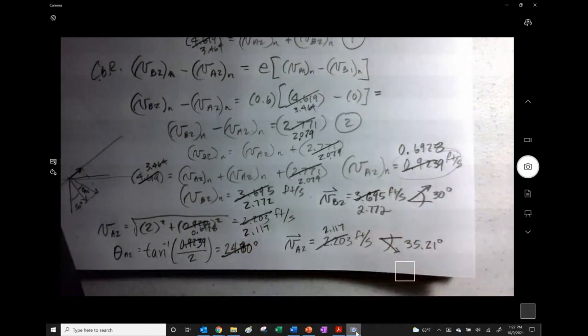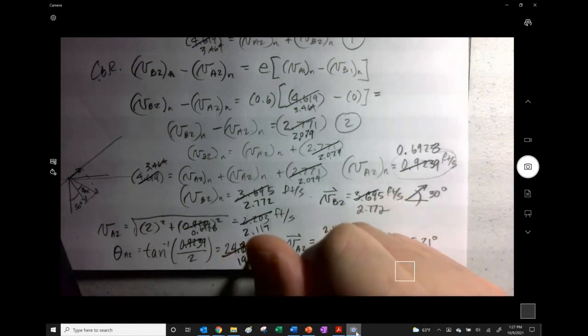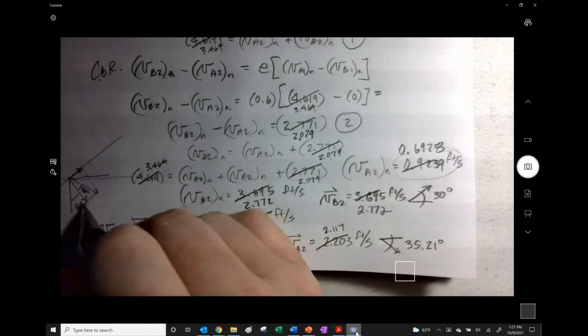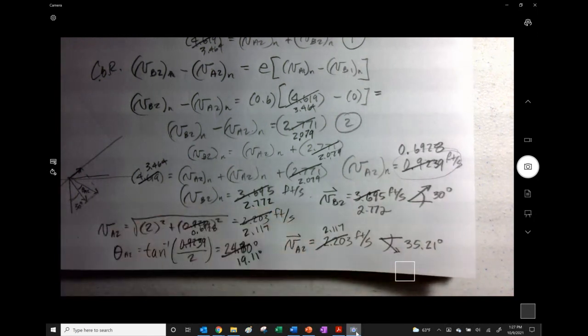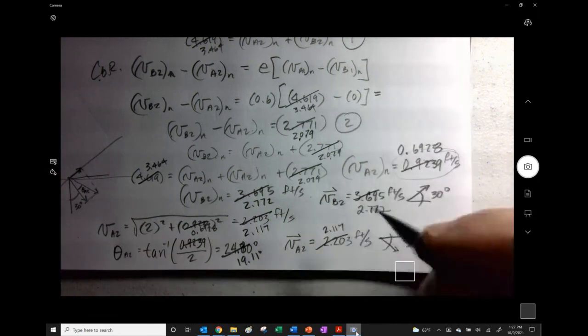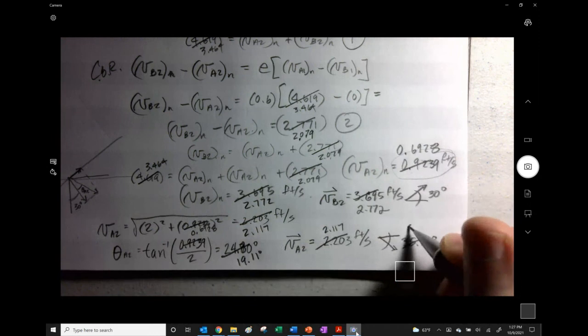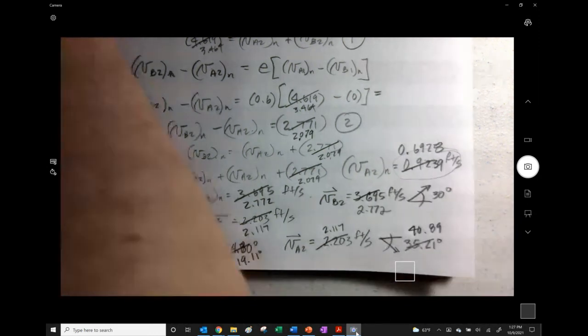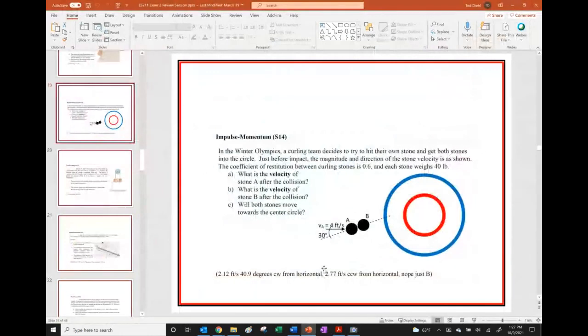And this angle right here should be 0.6928. Divide by 2, take the inverse tan, and we end up with 19.11 degrees. And we're going to add that to 30, but then subtract out from 90. And we should end up with, I think, 40.9. Let's see, did I get it right this time? I bet there's still something wrong with it. 40.9. Yes, so I got it right. Yay for figuring it out eventually. Sorry about that.